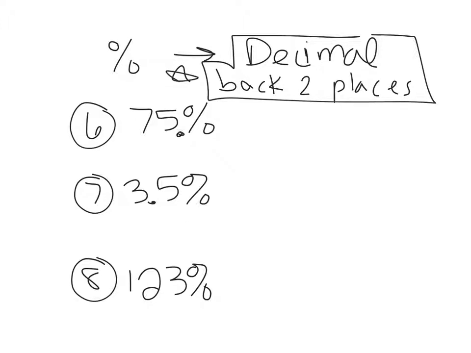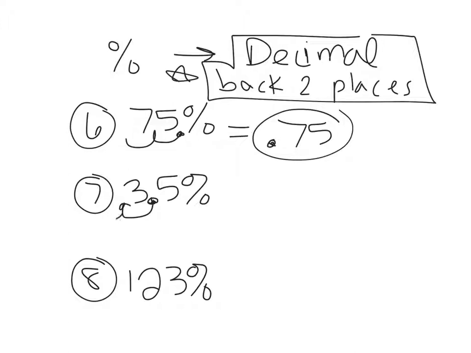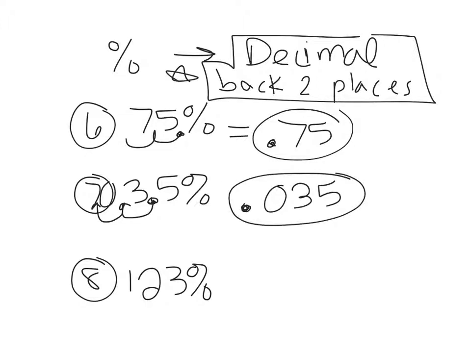Okay, so if my decimal is after the 5 here, I'm going to go back 2 places, so that gives me 0.75. Here my decimal is after the 3, I'm going to go back 2 places, so I have to put a 0 before the 3 as a placeholder, so 0.035. Here my decimal is after the 3 again, so I'm going to go back 2 places, so I get 1.23.